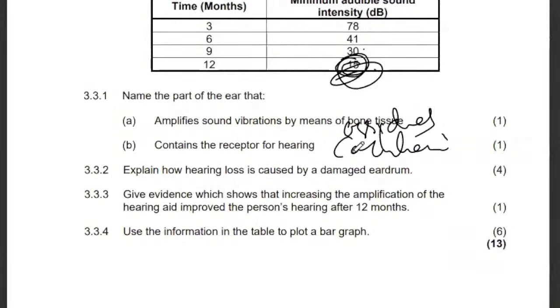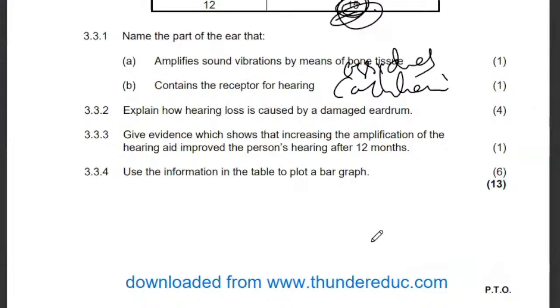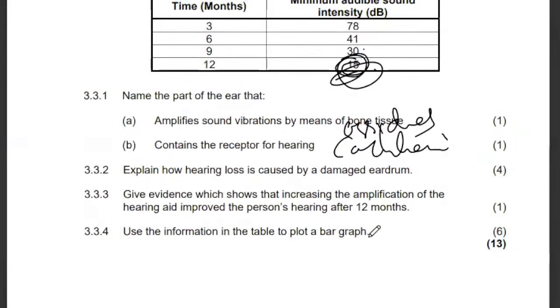You see? Yes. Use the graph and the information in the table to plot the graph. So this one, I'm not going to waste too much time here. You guys, you have to draw.